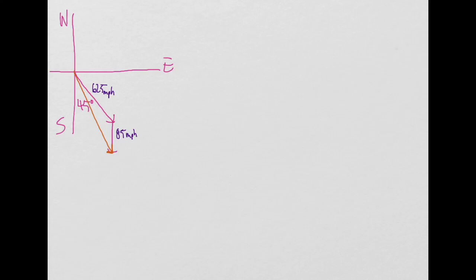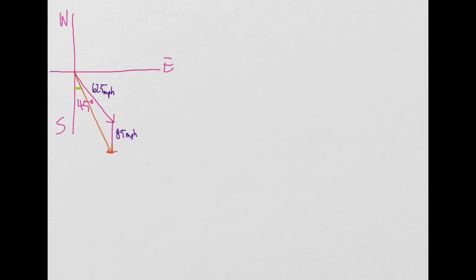Okay, so what do we want to know? We want to know what is the true bearing of this plane. What that means is we want to know what is the value of that angle right there, because that's how we calculate bearings off of the north-south line. And we also know what is the plane's speed with respect to the ground. That's just a fancy way of asking what is the magnitude of that orange line.